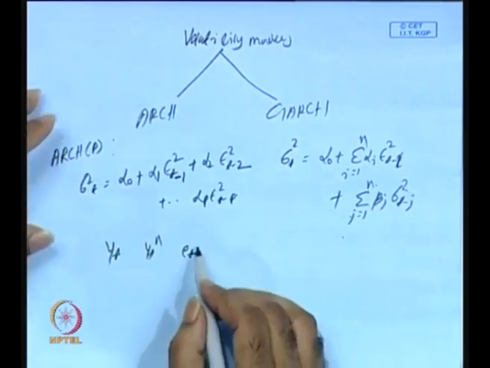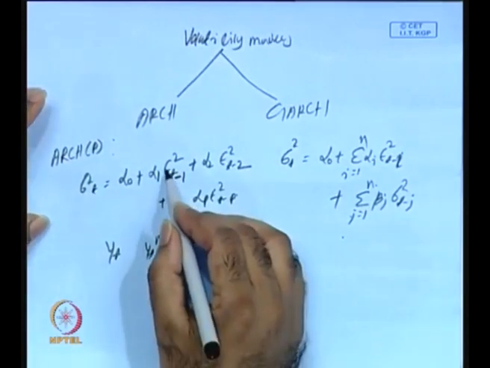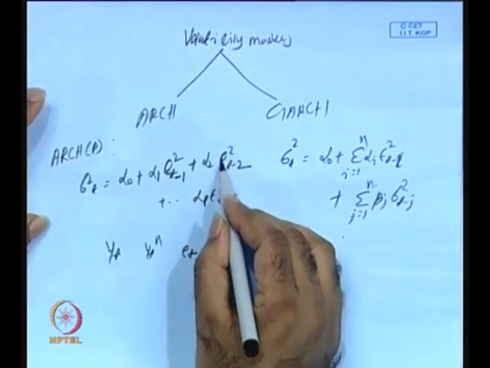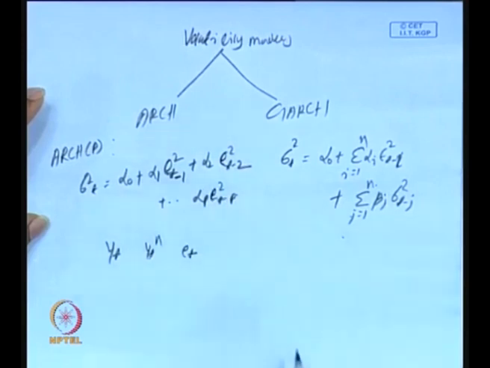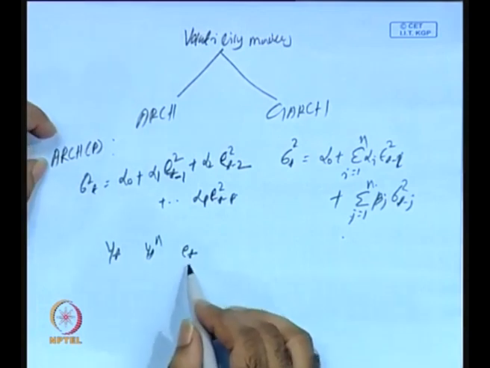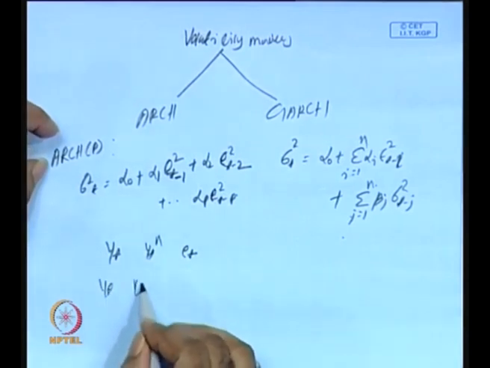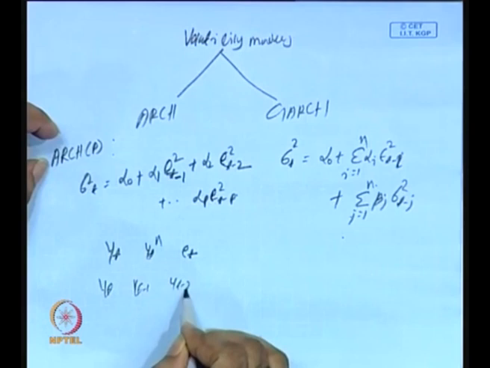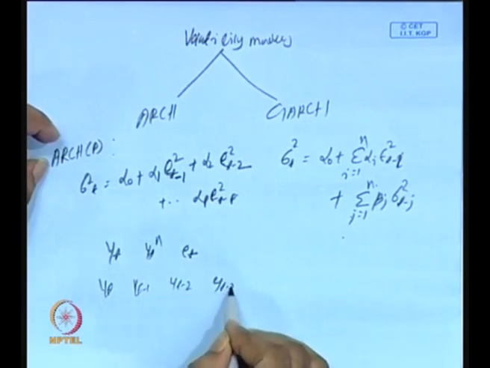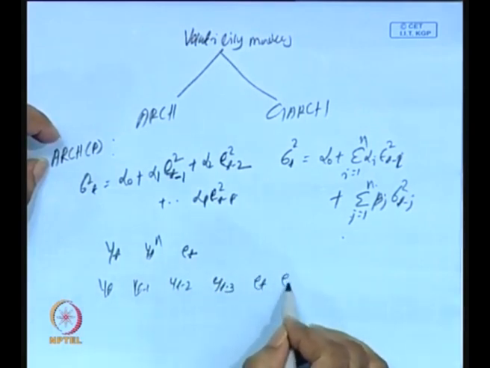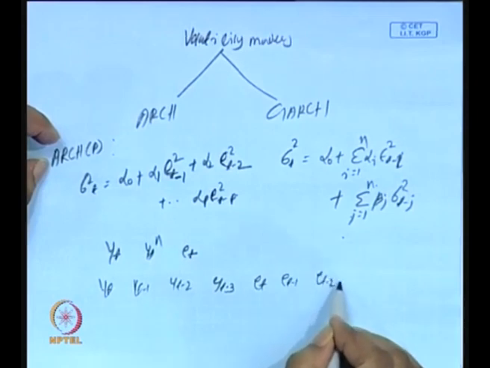Then this is epsilon t; it is better you put e square t minus 1, e square t minus 2, up to e square t minus p. So, this is the better error term. So, e t is there. The way we are creating y t minus 1, y t minus 2, y t minus 3 like this, then we will create e t, then e t minus 1, e t minus 2 in the same way.